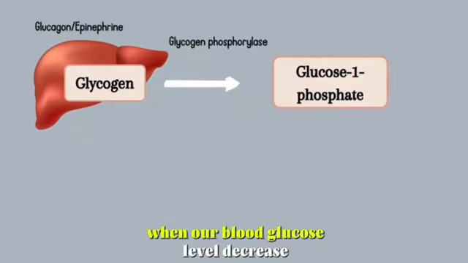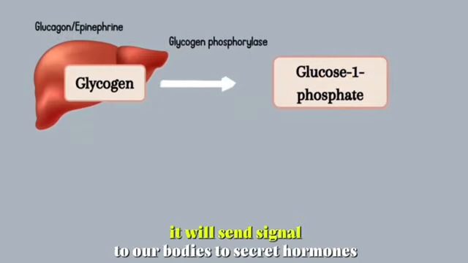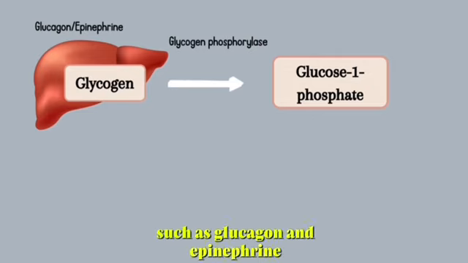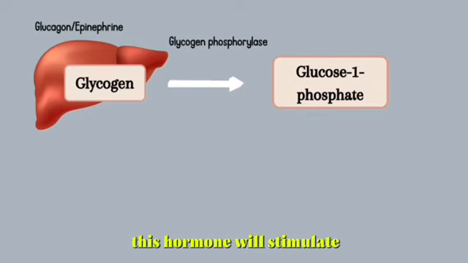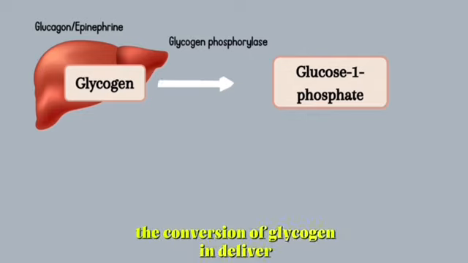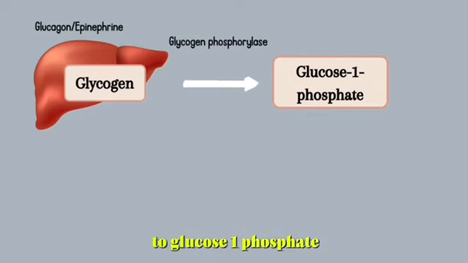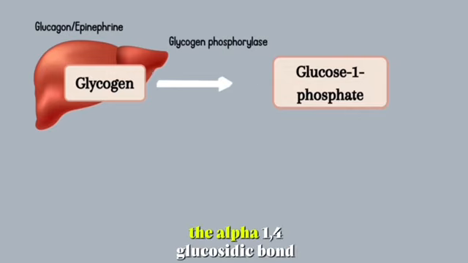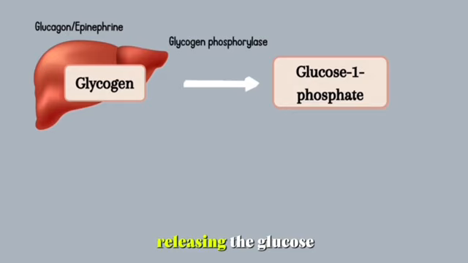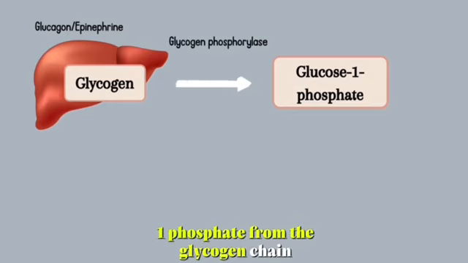When our blood glucose level decreases, it will send a signal to our bodies to secrete hormones such as glucagon and epinephrine. Glucagon is produced by the pancreas while epinephrine is released by the adrenal gland. These hormones will stimulate the conversion of glycogen in the liver to glucose 1-phosphate. In this step, glycogen phosphorylase cleaves the alpha-1,4-glycosidic bond, releasing the glucose 1-phosphate from the glycogen chain.